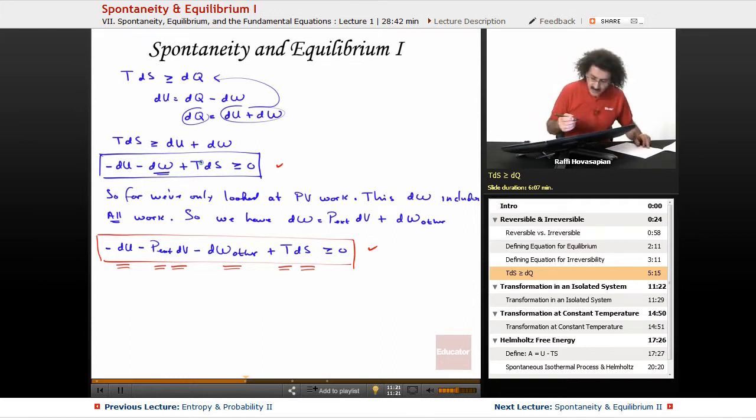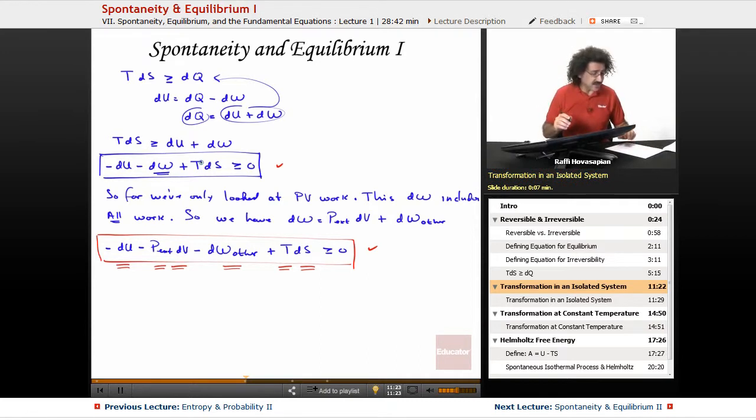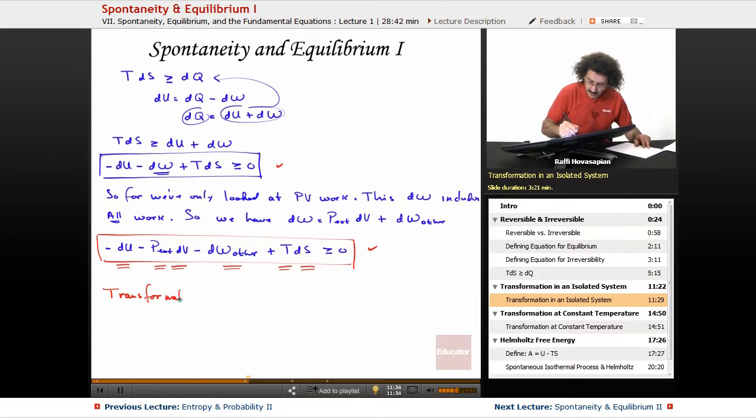Okay. So the first one we're going to talk about is transformations in an isolated system. Just for the sake of being complete. So transformations in an isolated system.